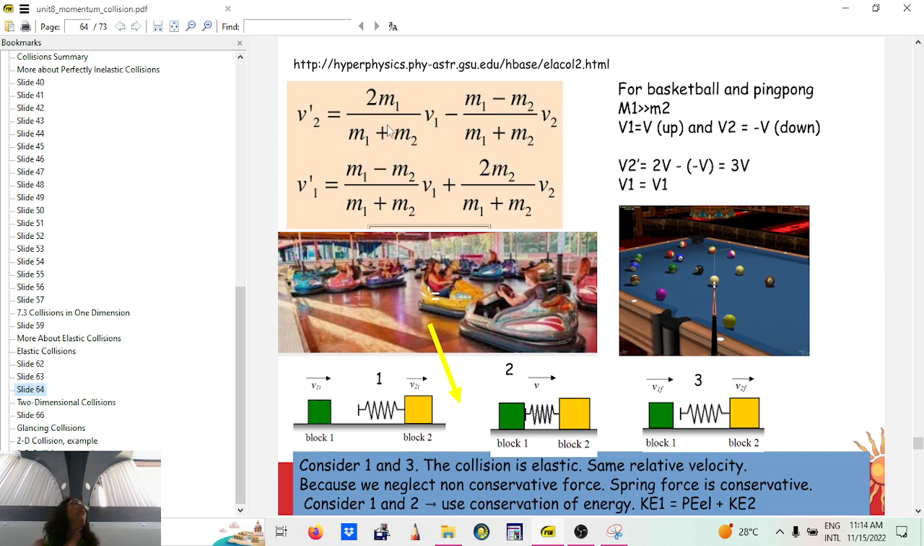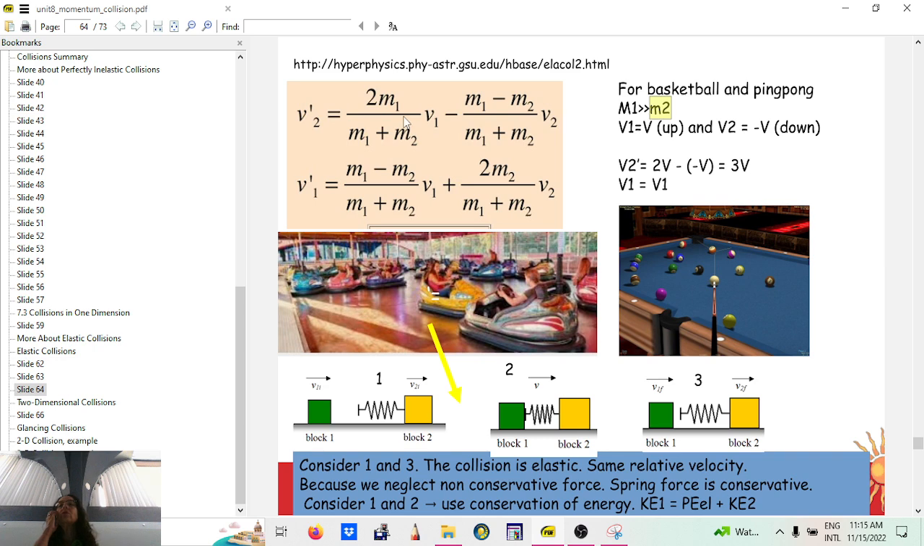In case of the basketball and the ping pong, that means that the mass 1 here for the basketball is very, very large relative to the ping pong. And then you can play with those equations. And what you get is that after the collision, the basketball has about the same velocity, because it has so much mass that most of its gain in momentum goes to the ping pong, and the ping pong has to go at 3 times the speed, 9 times the kinetic energy, 9 times the height.